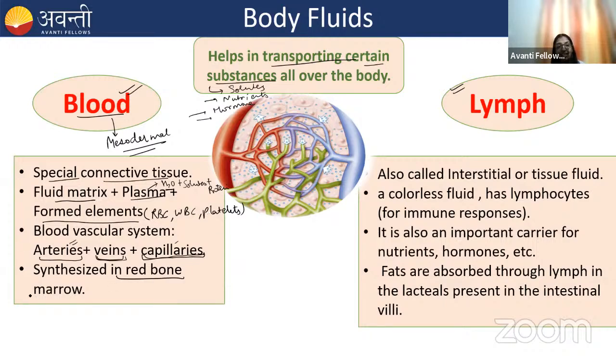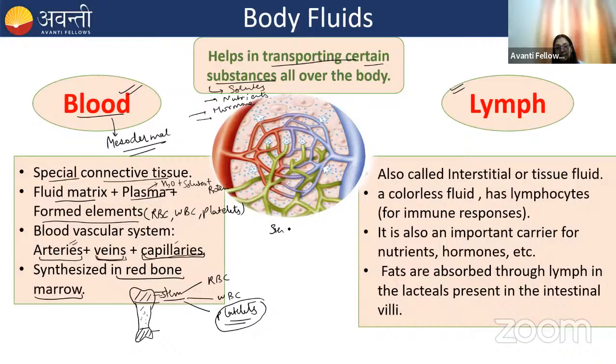Then they are synthesized in the red bone marrow. This is the bone marrow. This portion is the red bone marrow. This is also red bone marrow, and the middle portion is yellow bone marrow. The red bone marrow consists of stem cells, and these stem cells form RBC, WBC, and platelets. One more important point, beta: these platelets are formed by the cellular fragmentation of megakaryocytes.